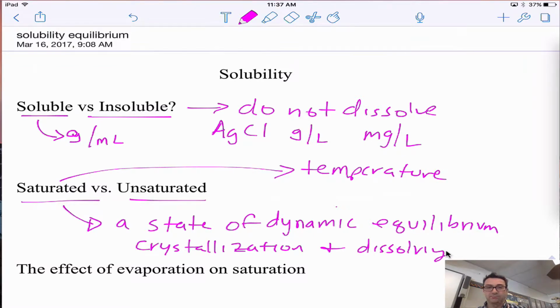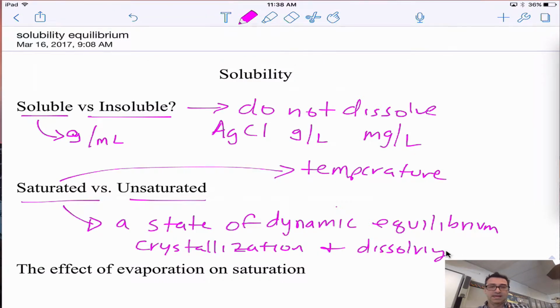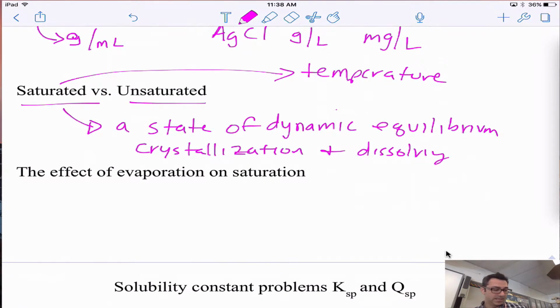If we add more solute and try to dissolve it, if it's already saturated, no more will dissolve. If we evaporate some of the water, and we'll talk about that down here, more will precipitate out, but the total concentration will not change. If we increase the pressure, and it's a solid dissolved in the liquid, there won't be a change either. However, if you have a gas in a liquid, then pressure can affect the solubility. And they'll sometimes ask you on the AP exam about the effect of evaporation on saturation.